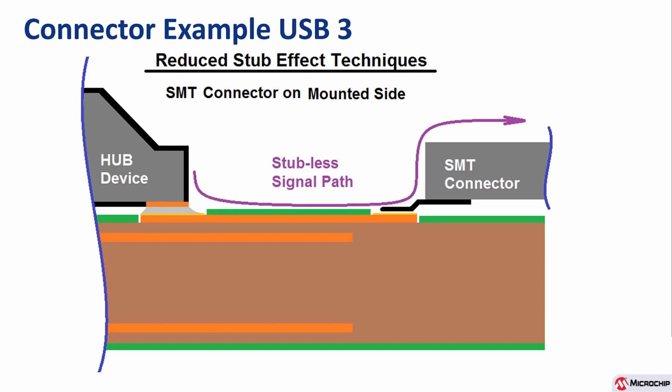Or how about we just go with 2 surface mount connectors? Those are all effective techniques for dealing with a stub in a through-hole device-to-connector interface.